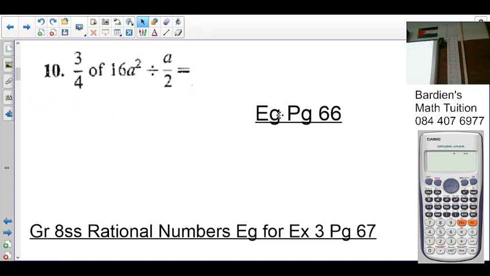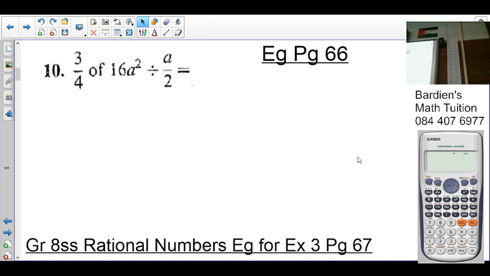Right, number 10. Here we go, settle down. Number 10.